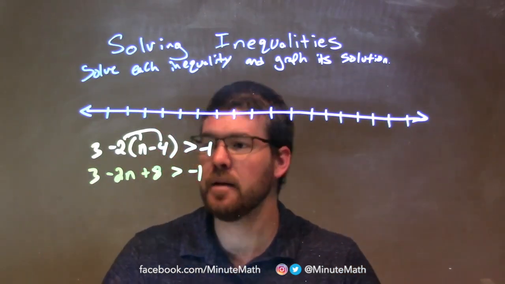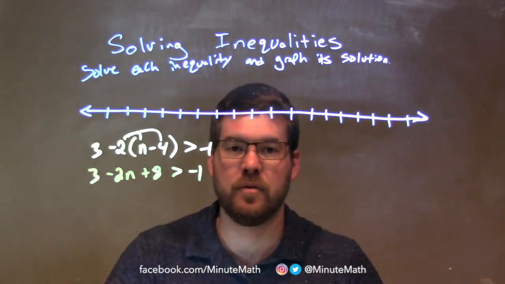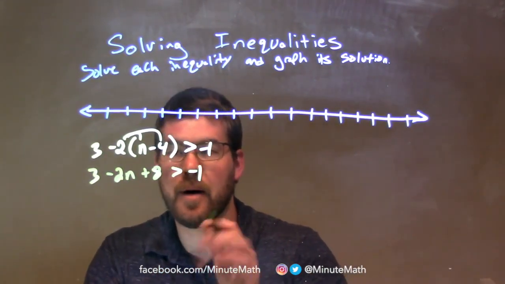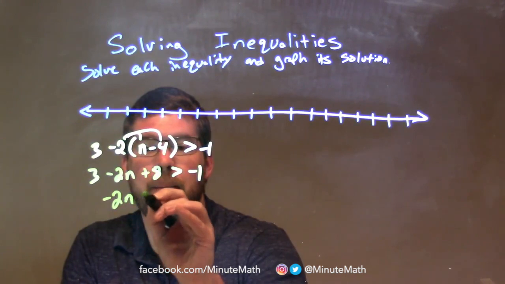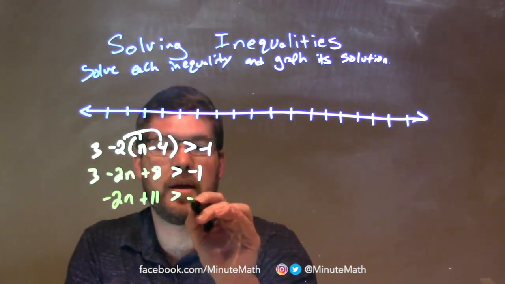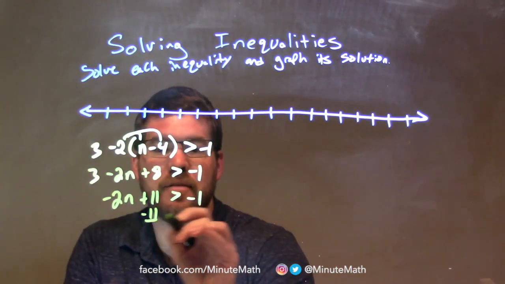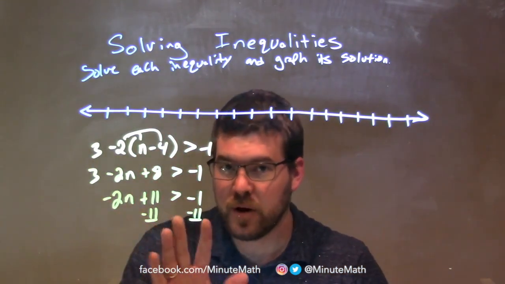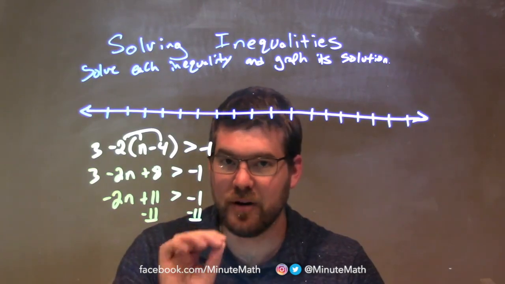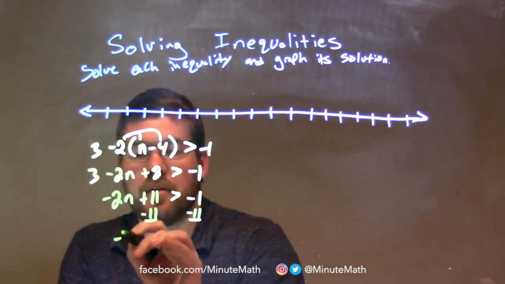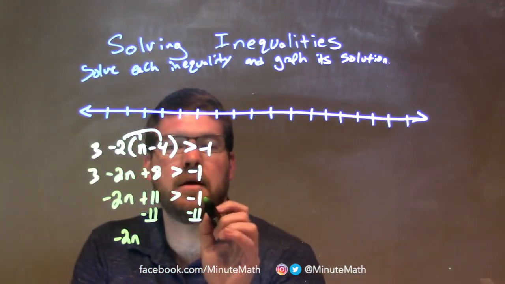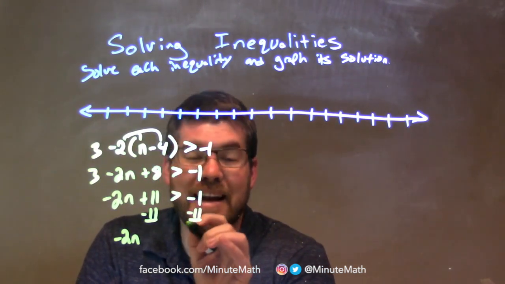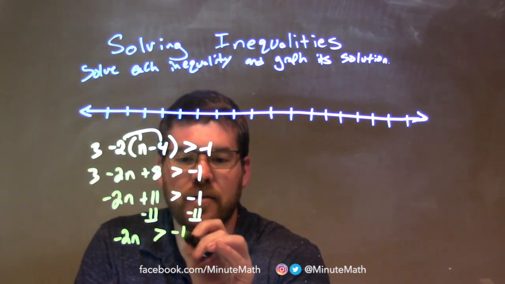Now I'm going to combine my two parts. I have a positive 3 and a positive 8 that need to be combined together, and that is going to be a positive 11. So negative 2n plus 11 is greater than negative 1. I'm going to subtract 11 on both sides. Now be careful. If we subtract over an inequality, we do not change the sign. So the negative 2n on the left, and then negative 1 minus 11 is a negative 12. So we keep the greater than sign with a negative 12.